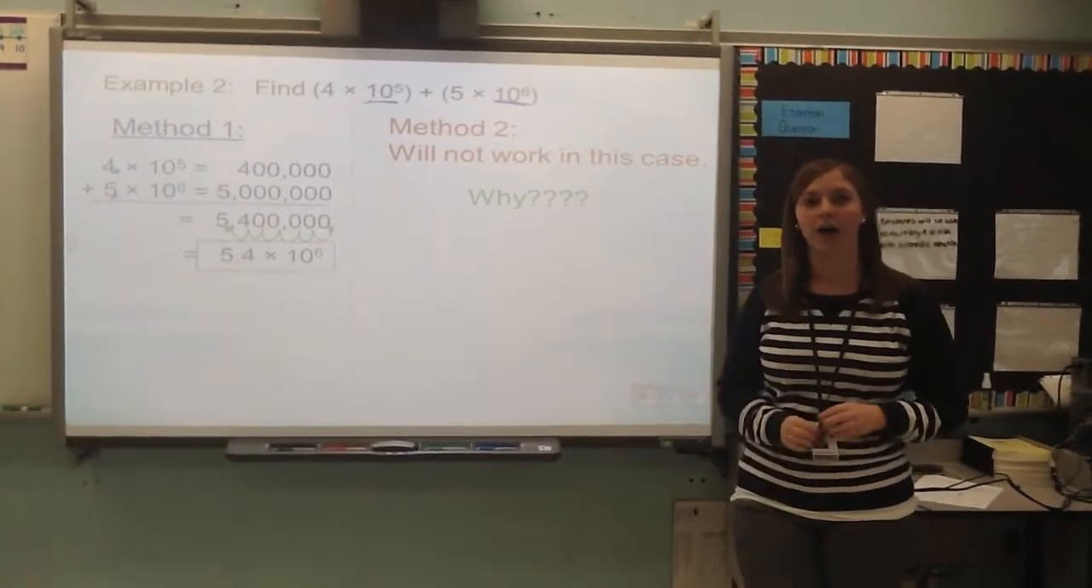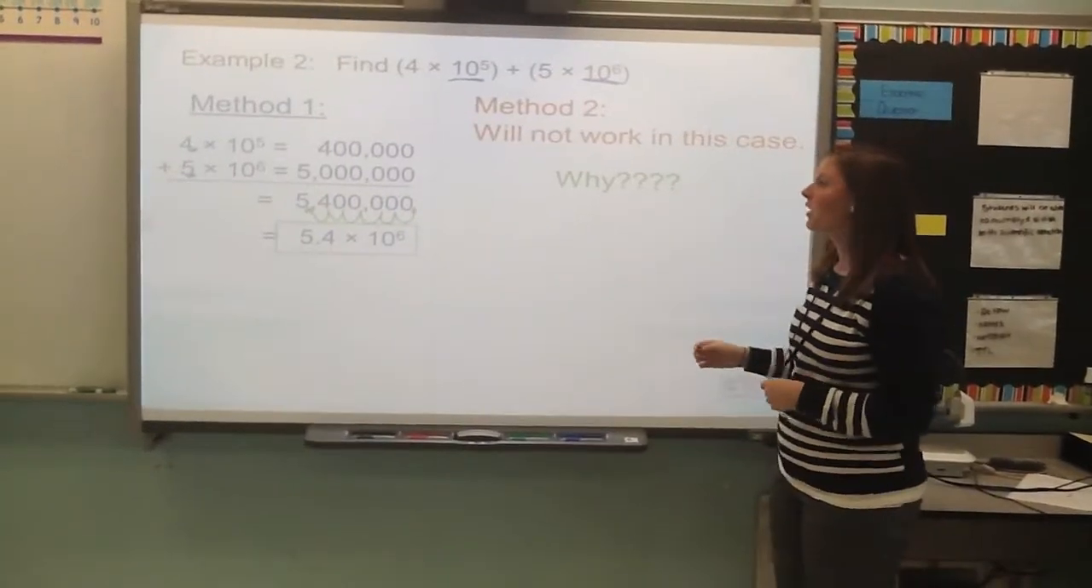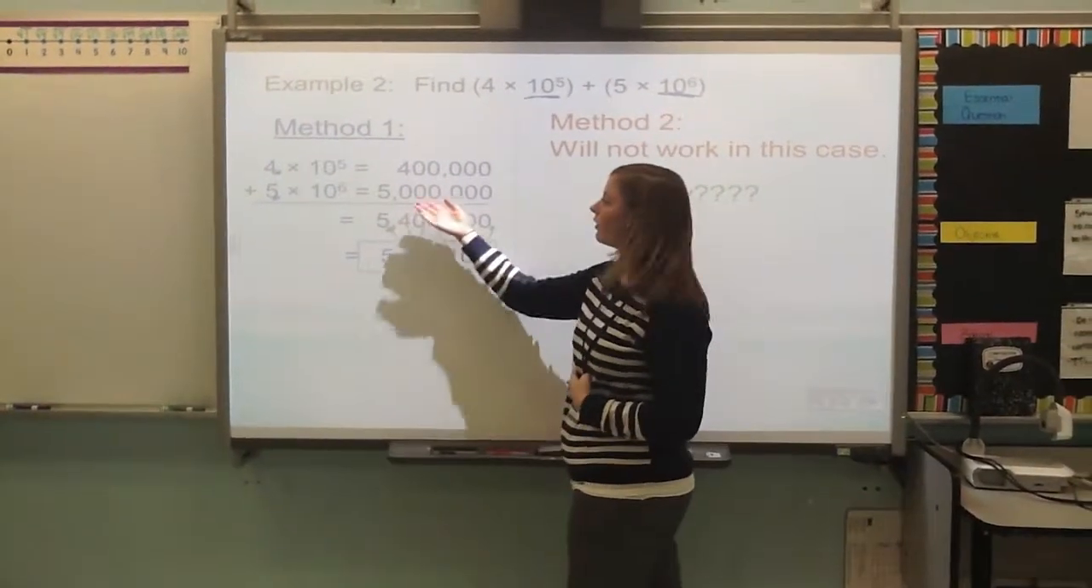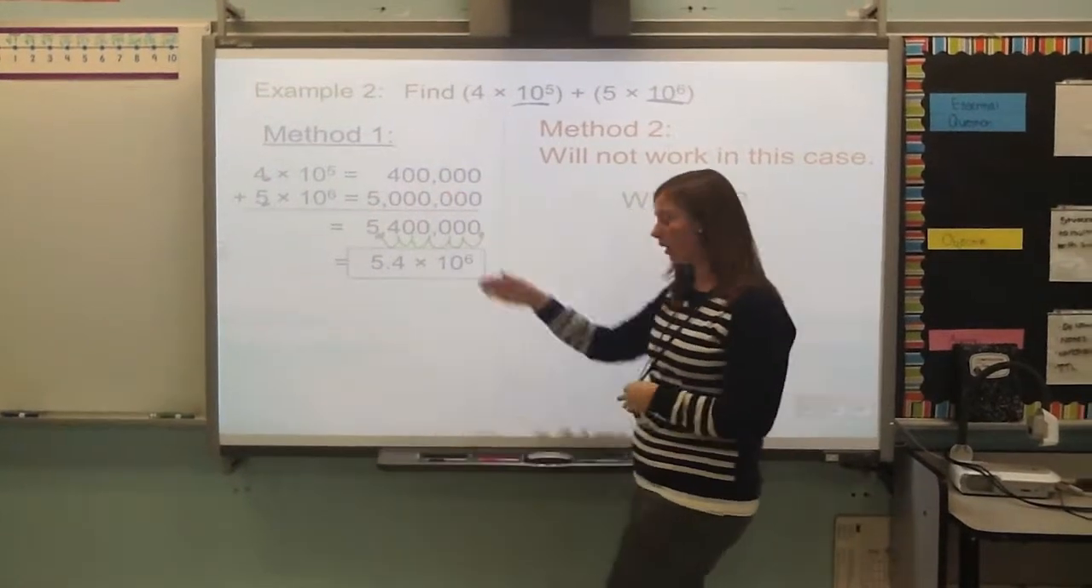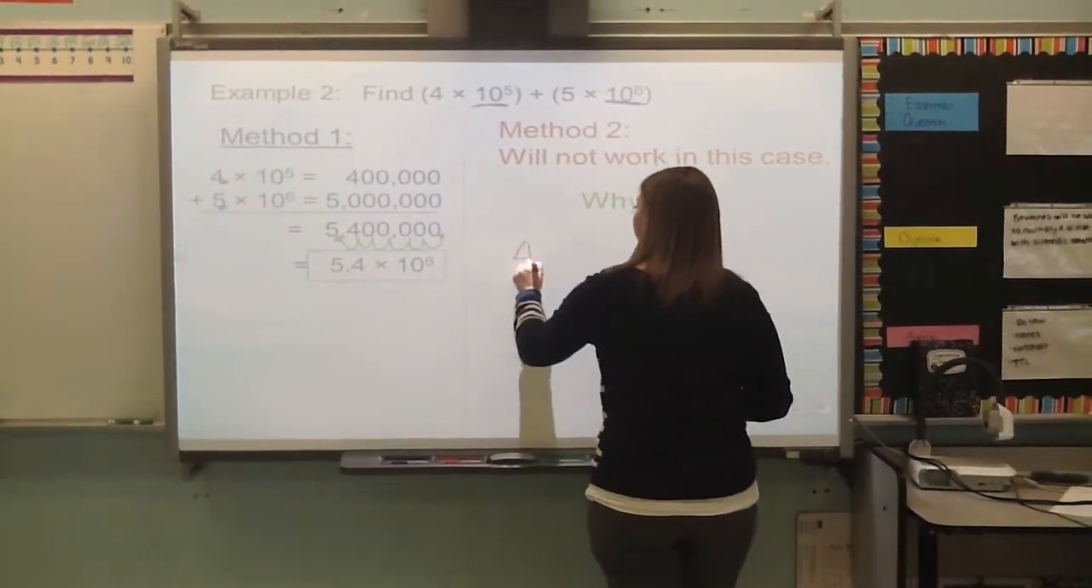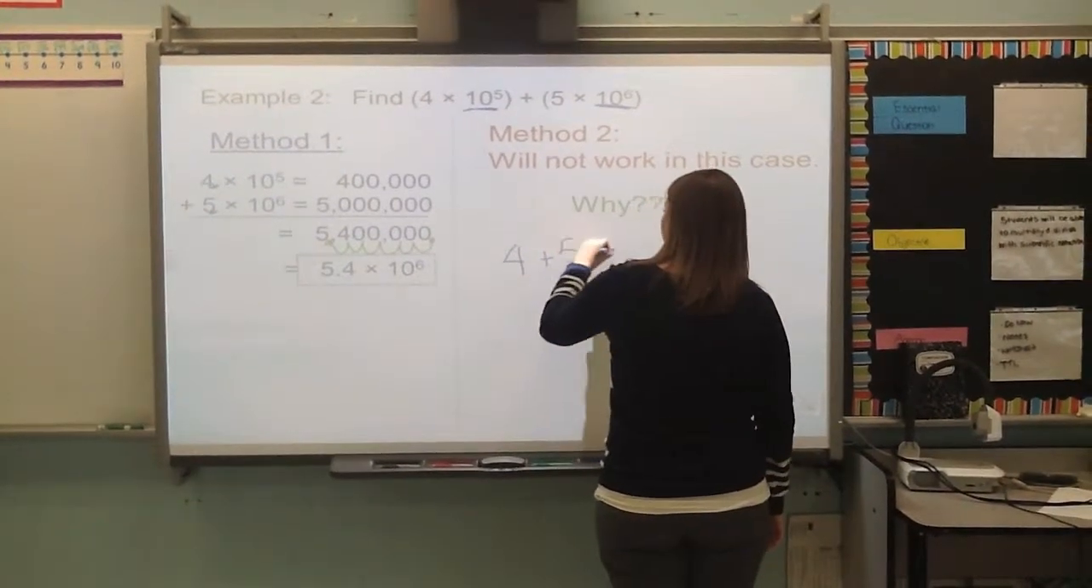So think about why. Okay, so this will not work because, as you can see in this example, the place values do not line up. So let's do it out. What is 4 plus 5?